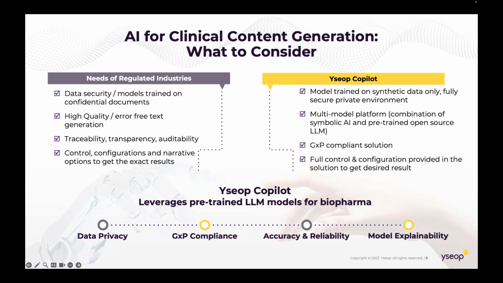If these results are not high quality, right, it doesn't really help as much as I think medical writers would like it to. Another area of importance is traceability, transparency, right? Auditability. This comes up a lot. And in life sciences, many folks care about GxP compliant solutions.